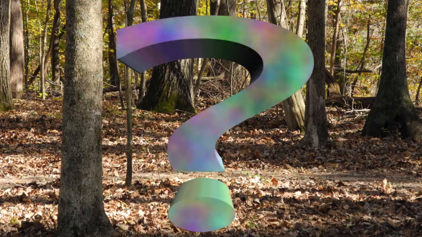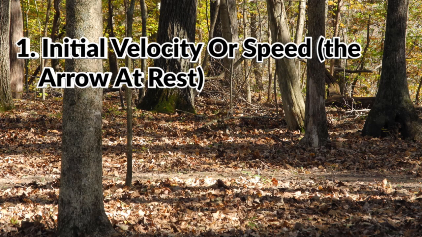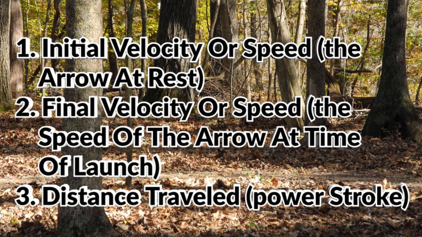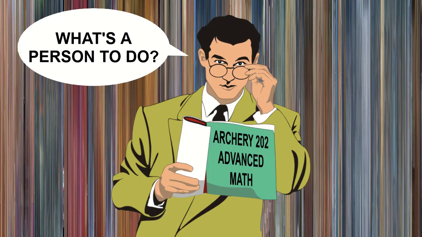For the most part, we know the following information about our bow setup: initial velocity or speed, the arrow at rest; final velocity or speed, the speed of the arrow at the time of launch; and distance traveled, which is the power stroke. What is a person to do?